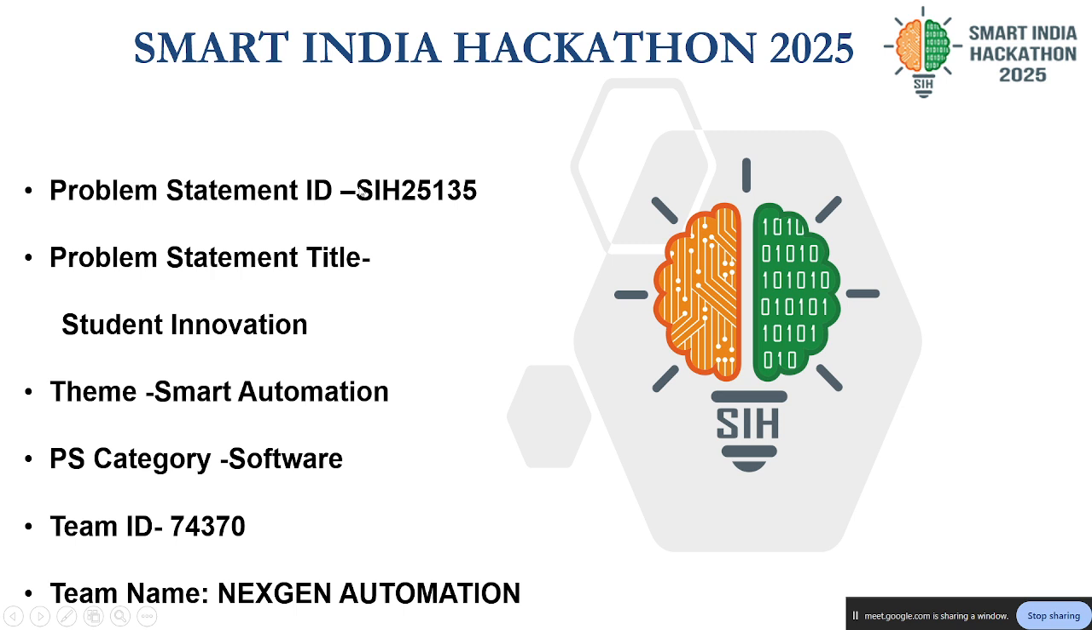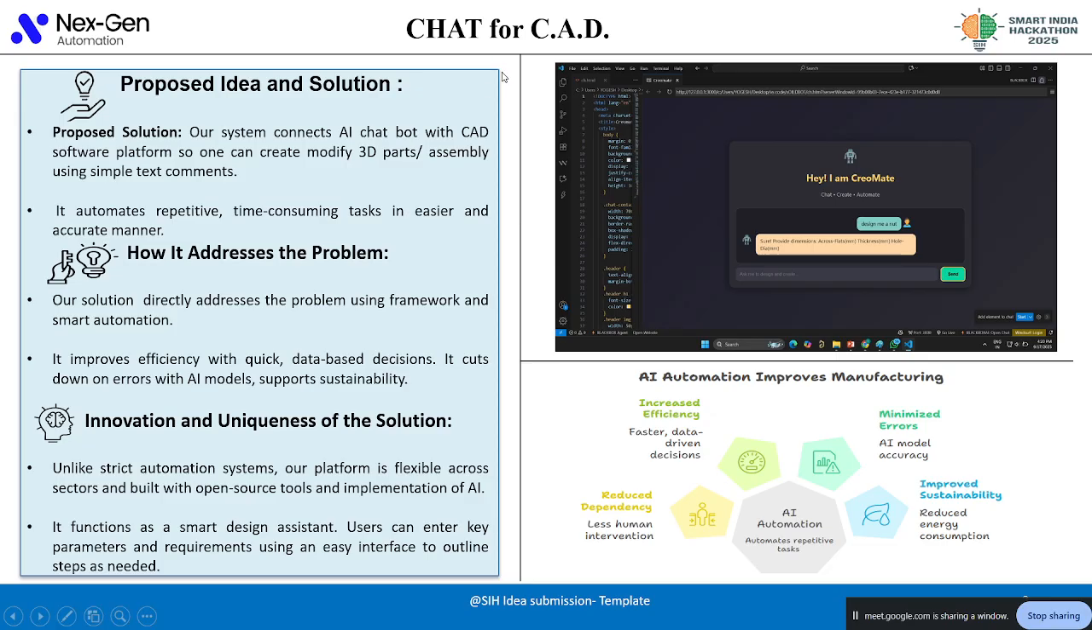We are working on the problem statement number SIH 25135, and the team name is NexGen Automation. What we are implementing here is a chatbot software with an inbuilt system which helps in creating SolidWorks, CATIA, Creo, and other designing software files on the backend system according to the user's input. As you can see here, we have an AI chatbot input box where we fill in our queries and inputs, which is simplified and given as output by the AI chatbot.